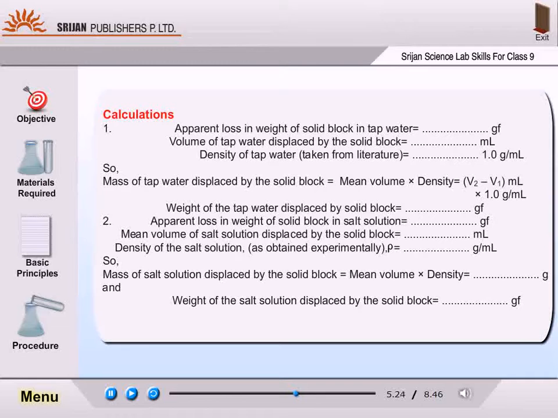Apparent loss in weight of solid block in salt solution is equal to ___ gram force. Mean value of salt solution displaced by the solid block is equal to ___ milliliter. Density of the salt solution as obtained experimentally, rho, is equal to ___ gram per milliliter. So, mass of the salt solution displaced by the solid block is equal to mean volume into density, which is equal to ___ gram, and weight of the salt solution displaced by the solid block is equal to ___ gram force.